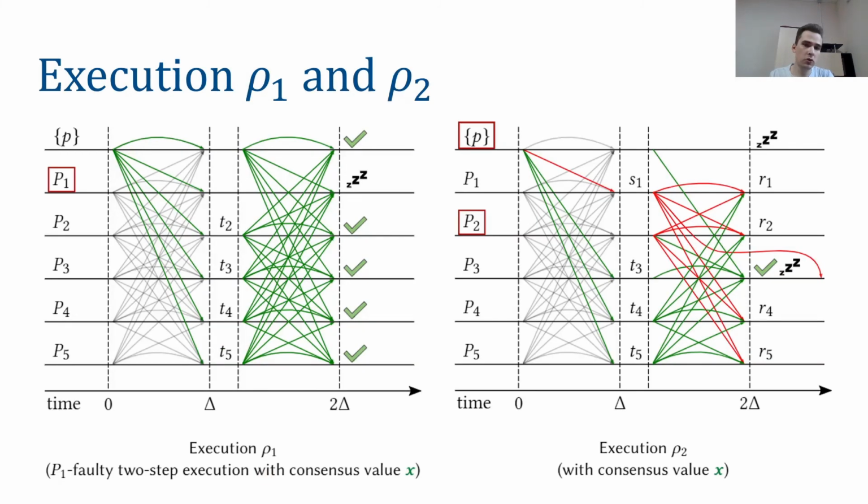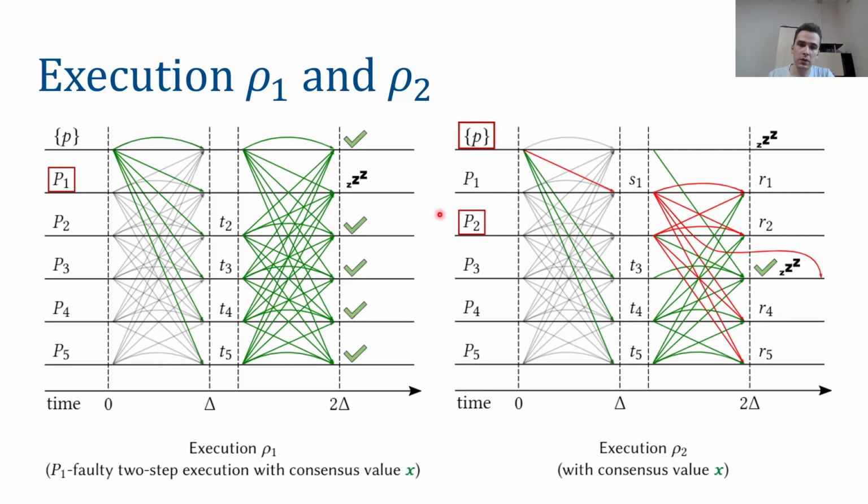Here is the illustration of execution row 2. It is similar to row 1, but the influential process P is Byzantine and it equivocates. For the group of processes P1, it sends the same messages as in execution row 5, which is represented by the red arrow on the slide. For every other group of correct processes, P3, P4, and P5, it sends messages which are consistent with execution row 1, which is represented by the green arrows.